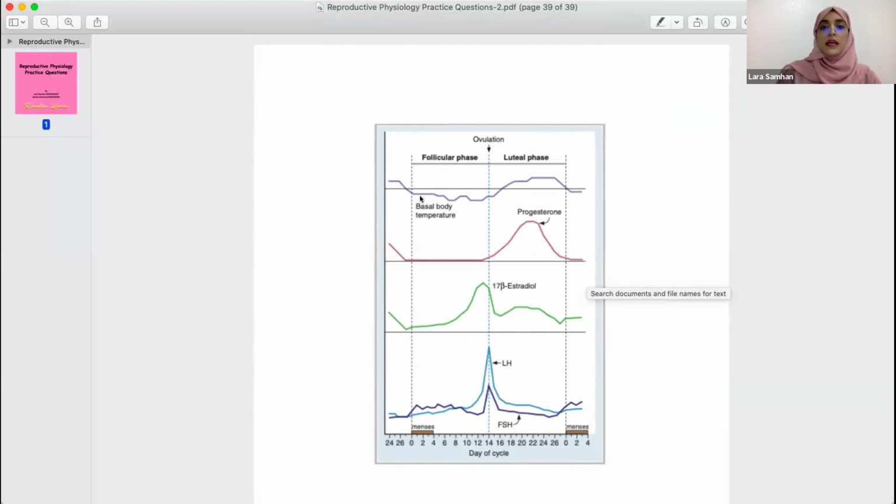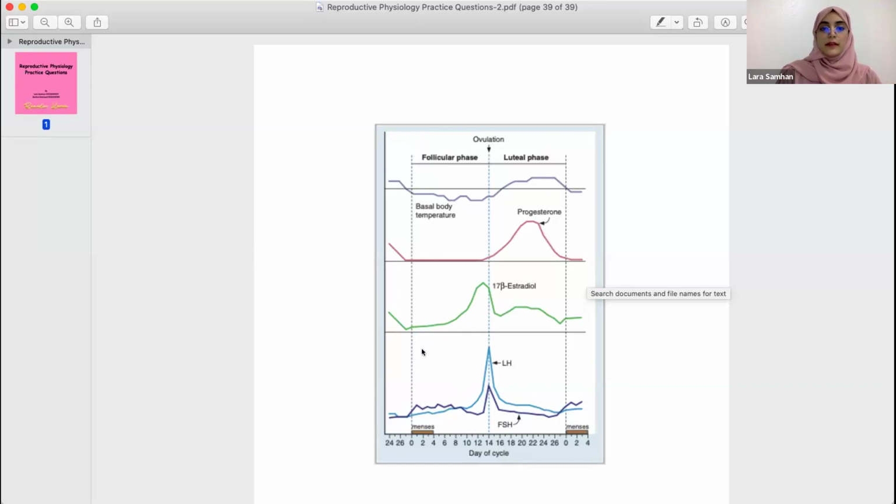What exactly happens? As we can see here, we have graphs in different colors that present different things that happen. For example, starting with the LH and FSH, we can see that in the follicular phase, the FSH is increased. An easy way to remember it, because this is also a commonly asked question, is that FSH starts with F and follicular phase also starts with F. So F is with F.